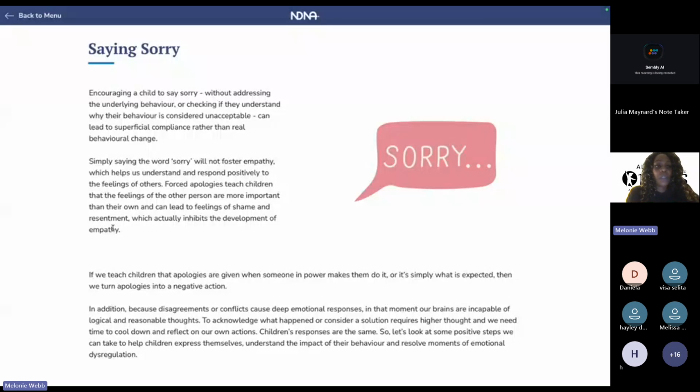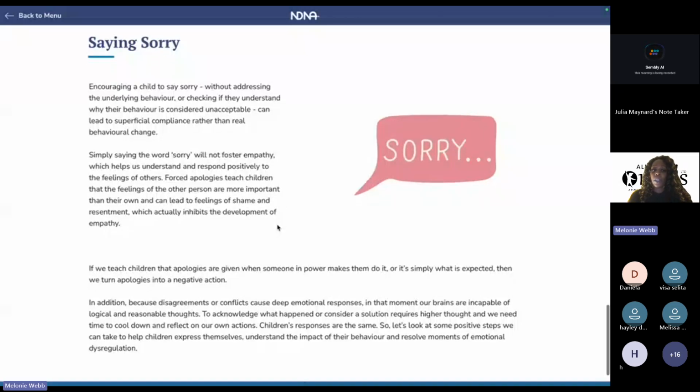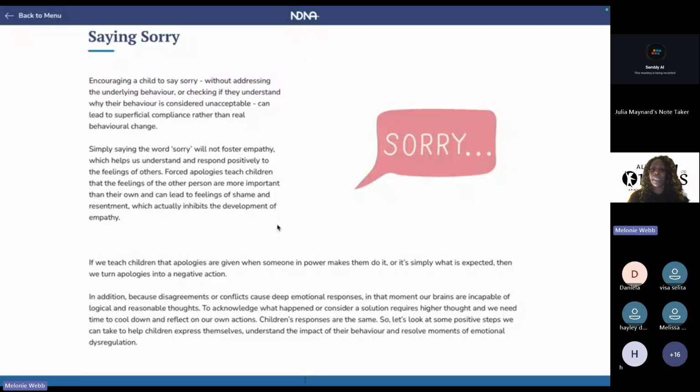Simply saying the word sorry will not foster empathy, which helps us to understand and respond positively to feelings of others. Forced apologies can teach children that the feelings of the other person are more important than their own and can lead to feelings of shame and resentment, which actually inhibits the development of empathy. If we teach children that apologies are given when someone in power makes them do it, or it's simply what is expected, then we turn apologies into a negative action.